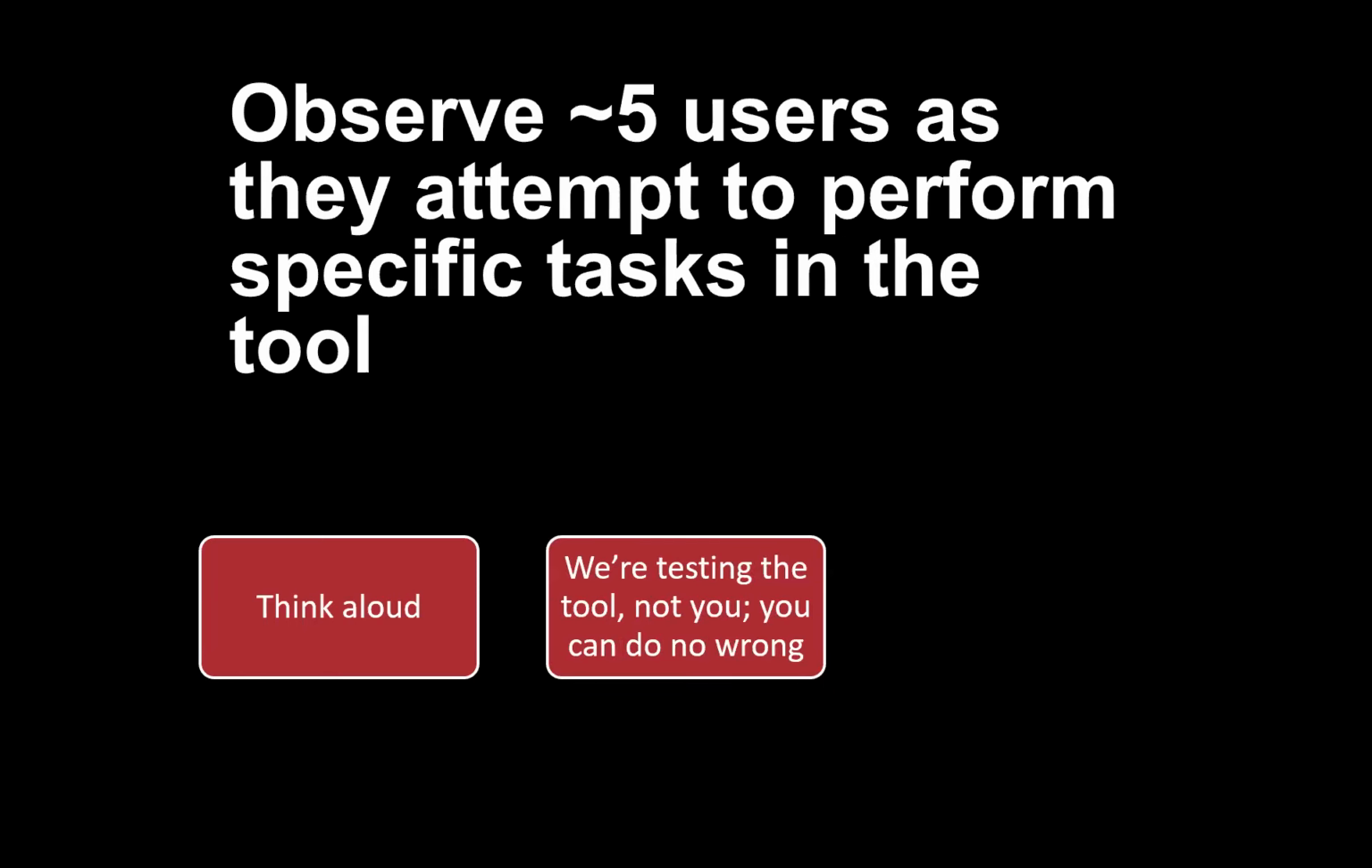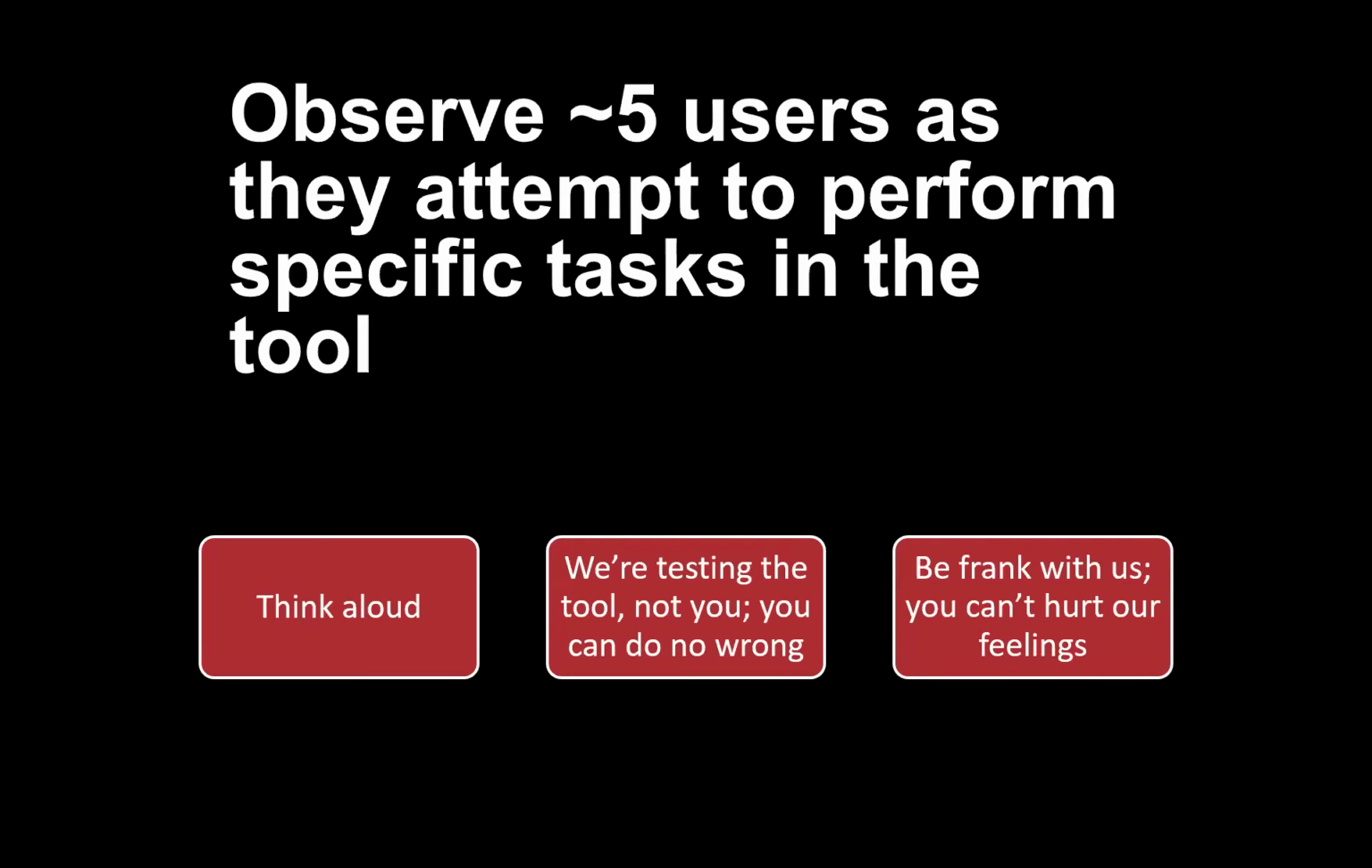We stress as they're doing this that we're not testing them, we're testing the product. You can do no wrong is one of those things that we say all over the place in our testing. And then we want them to be open and honest with us. You can't hurt our feelings. If you're not open and honest with us, though, we're going to end up building a tool that may not meet your needs, and it may not meet the needs of all the other users of this thing. So be honest with us. You can't hurt our feelings. We're like robots. So this whole process starts by planning the test.